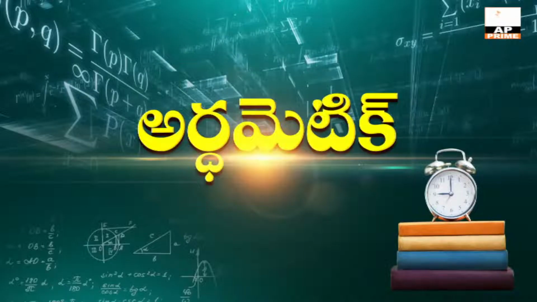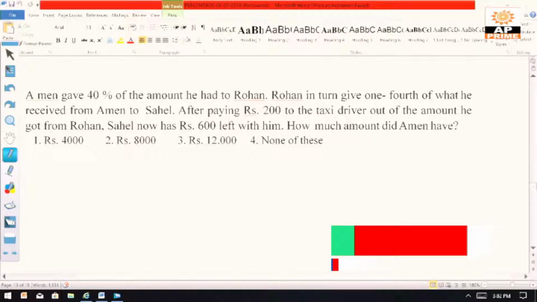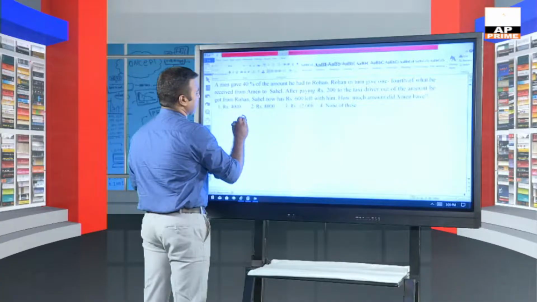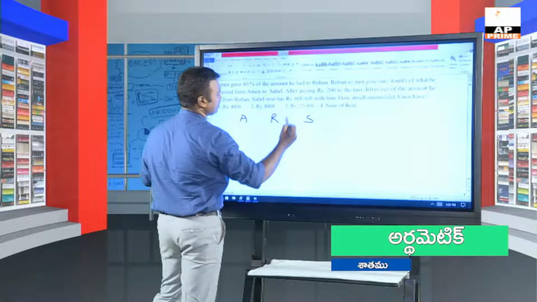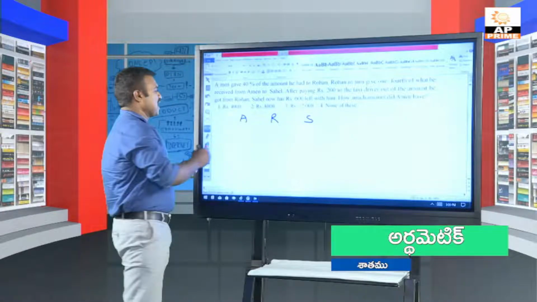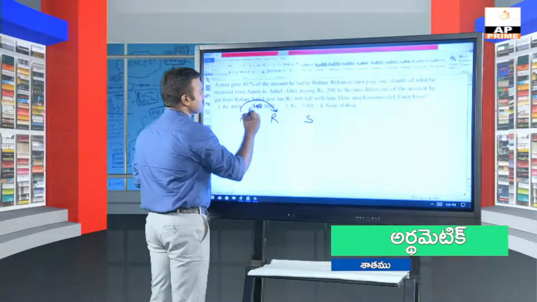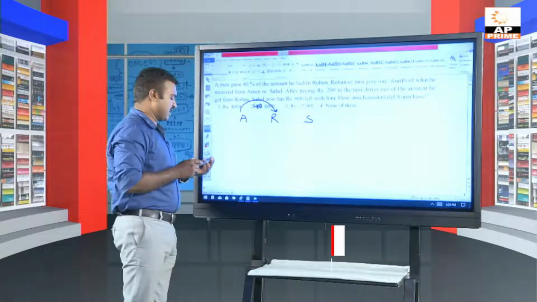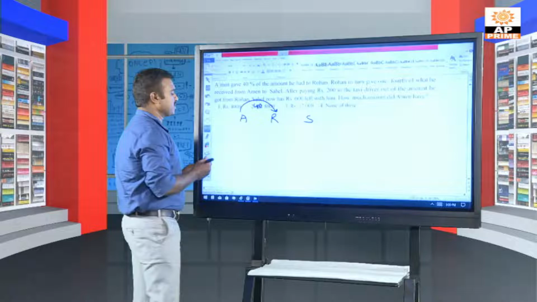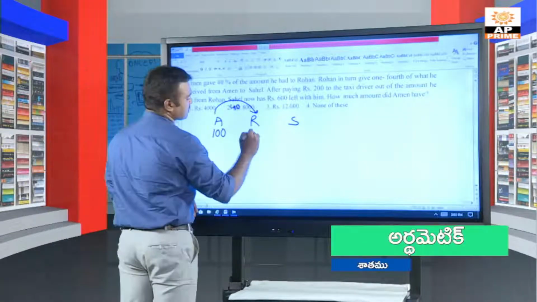A man gave 40% to the amount had to Rohan. Rohan in turn he got from 600 left with him. How much అని A అనుకుంటున్నా, రోహన్ని R అనుకుంటున్నా, సాహిల్ని S అనుకుంటున్నా. అమన్ gave 40% to the amount to Rohan. అమన్ ఏం చేశాడంటే వీడికి 40% amount ఇచ్చాడు. అసలు అమన్ దగ్గర ఎంత amount ఉందో తెలియదు కాబట్టి నేను 100 rupees అనుకుంటున్నా. So 100 rupees అంటే వీడికి 40 rupees ఇవ్వాలి.